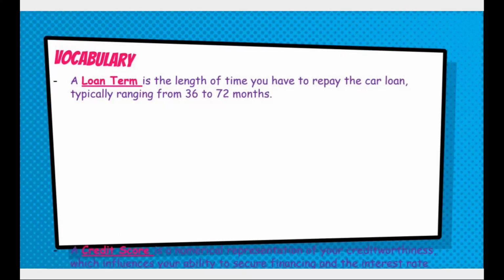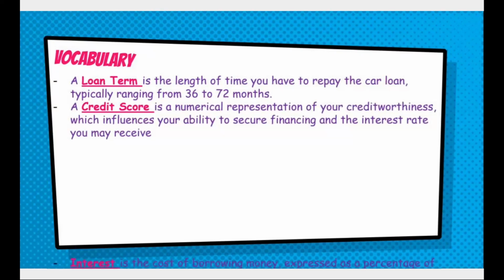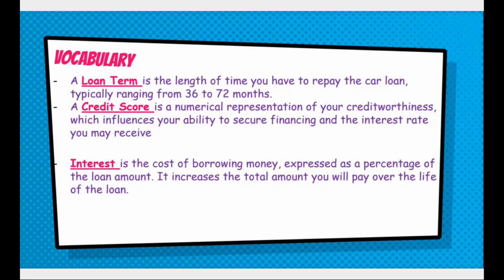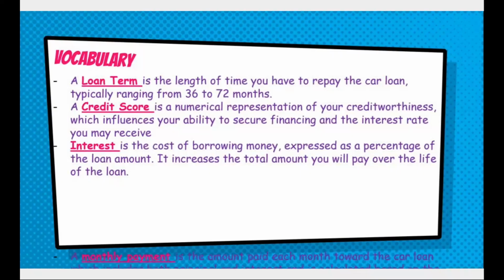Loan term is the length of the loan. Typically on a car loan, it's somewhere between 36 and 72 months, and they typically talk about them in months instead of years, which is fine. It kind of helps us out maybe a little bit. And then a credit score, we've already talked about that. That's a numerical representation of your creditworthiness, which influences your ability to secure financing and the interest rate you may receive. The interest we already talked about as well.